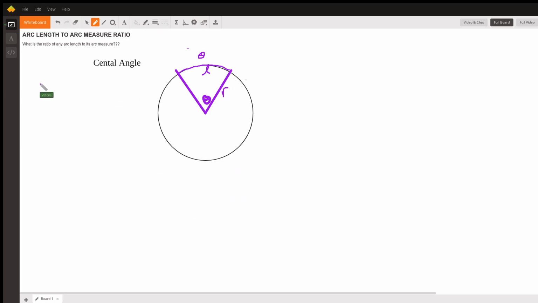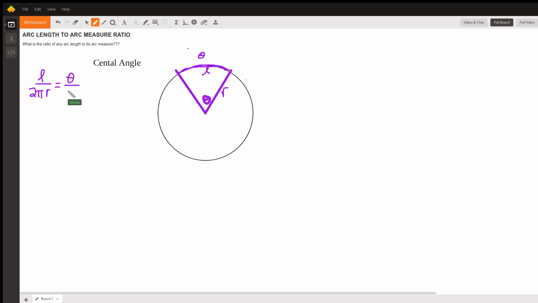So we can set up a proportion, because this piece, the length of our arc, is in the same proportion to the whole circle. Well, the length around the whole circle is the circumference, or 2 pi r. It has the same proportion as this angle has to the whole circle.